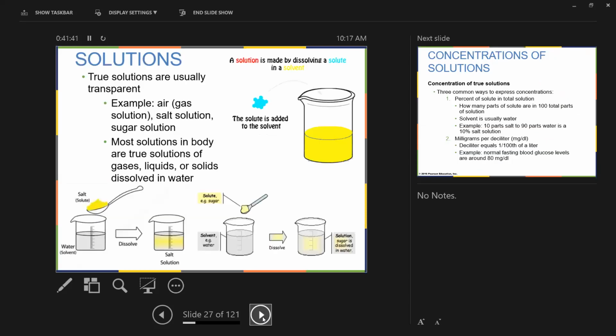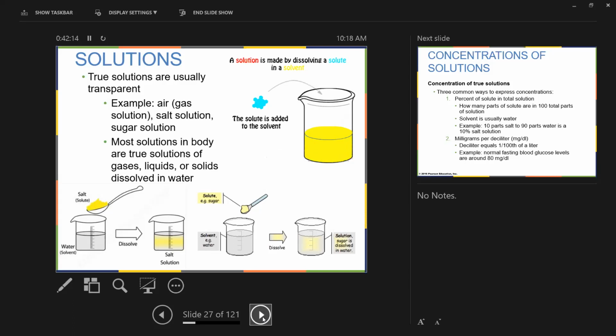So all solutions are transparent, whether it is a liquid or a gas. The air we're breathing is a solution. It's a mixture of nitrogen and oxygen and a little methane and a little carbon dioxide all thrown together. It's invisible. You can't look at the air around us and say, oh, there's the oxygen. Oh, there's the methane. Stay away from that. Doesn't work that way. It's all dissolved in the overall atmospheric air.